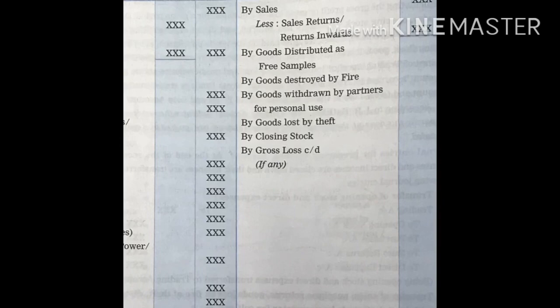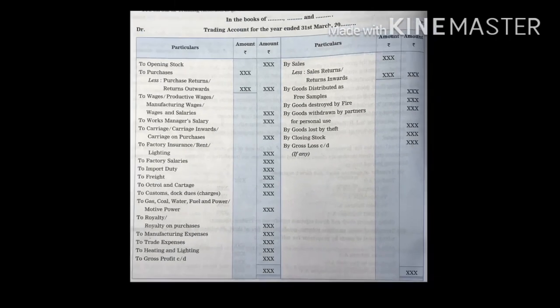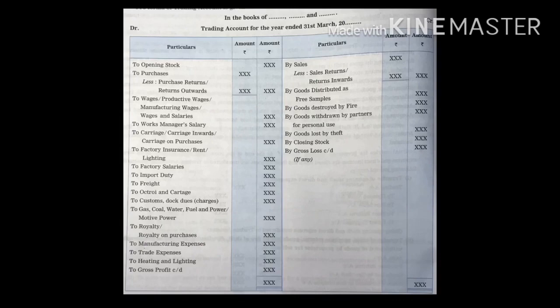Next is closing stock. The stock of goods which is not sold, which remains unsold at the end of accounting year, is called closing stock. This value of closing stock is credited to the trading account. Suppose two values of closing stock are given to you, the cost price and the market price, then whichever is lower, that you will take as closing stock. So this is the specimen of trading account.